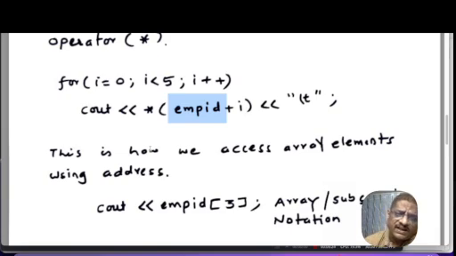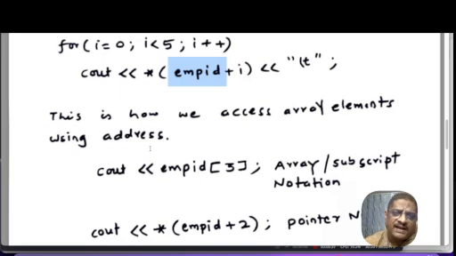So to generate the address of empid 3, I have to add 3 to the base address. If I am talking about another element, it will be empid plus 2, and that will be pointer notation. If you want the third element itself, 0, 1, 2, 3, with subscript 3, index 3, then empid plus 3 you have to use.